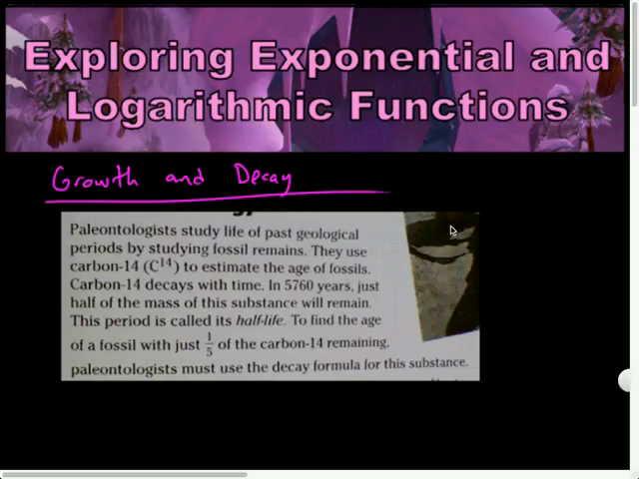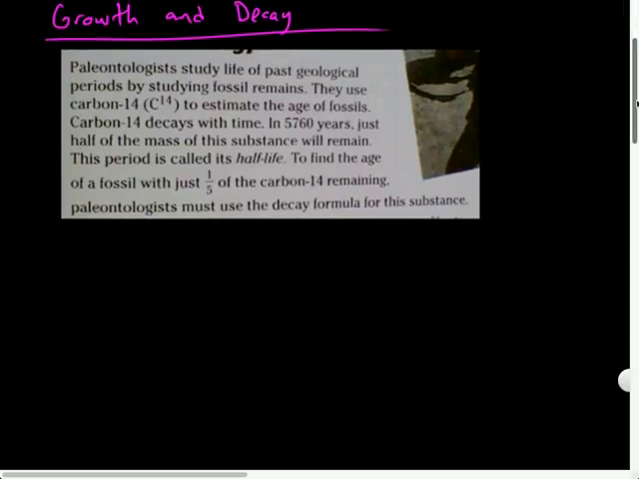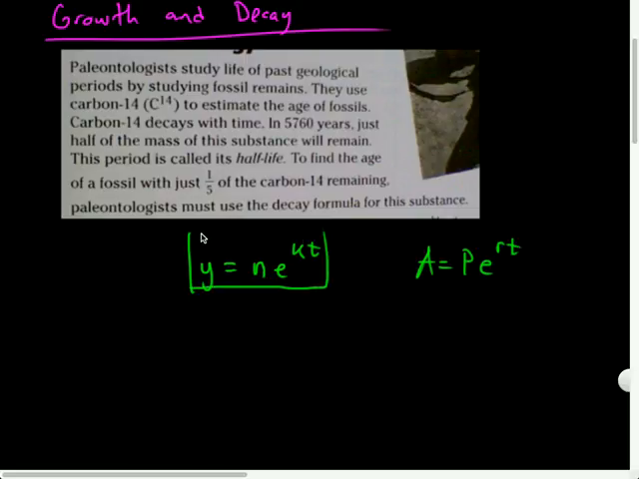paleontologists must use the decay formula for this substance. So the formula for exponential growth and decay is going to be y equals N e to the kt, which I just want to point out is very similar to this formula, A equals P times e to the rt. It's actually the same, just different variable names. So I don't have a principal amount, but N would be the initial amount.